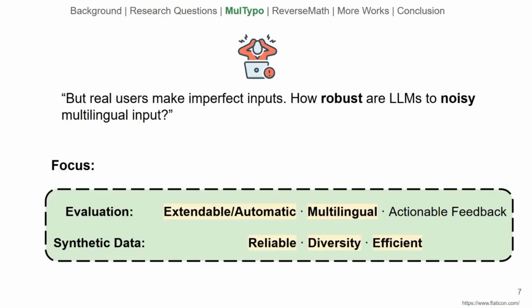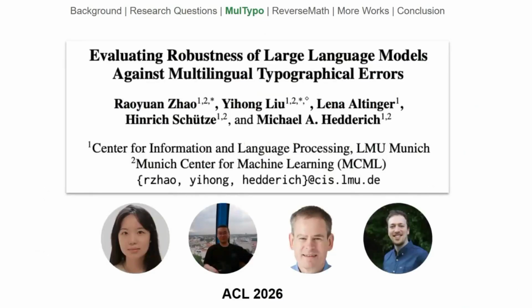In this project, we aim to achieve automatic, multilingual, reliable, diverse, and efficient evaluation. So we propose a project titled Evaluating Robustness of Large Language Models Against Multilingual Typographical Errors. This paper has just been accepted by ACL 2026.